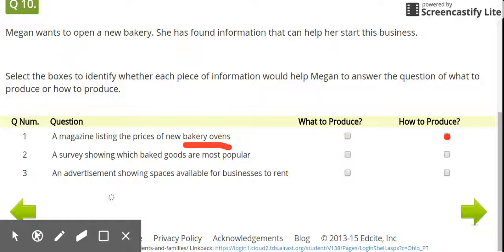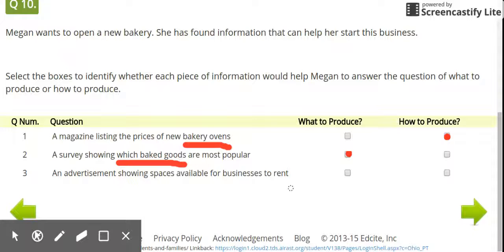Number 2, a survey showing which baked goods are most popular. Keywords are which baked goods. When I look at this, that tells me what we are making. We're trying to decide which kind of baked goods we're going to make.